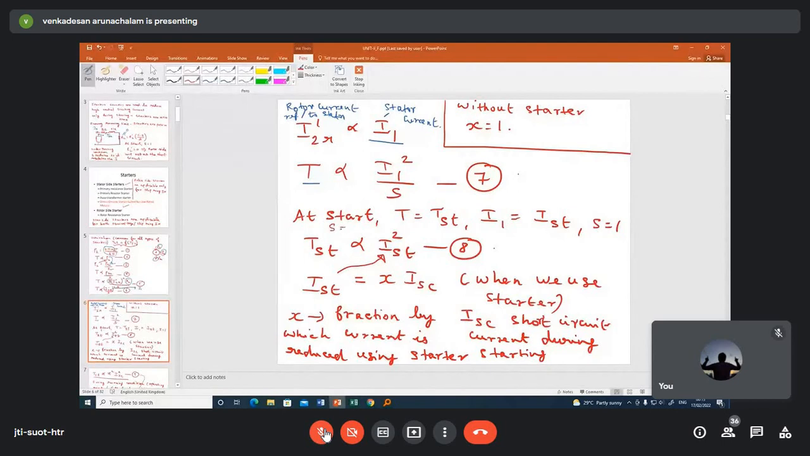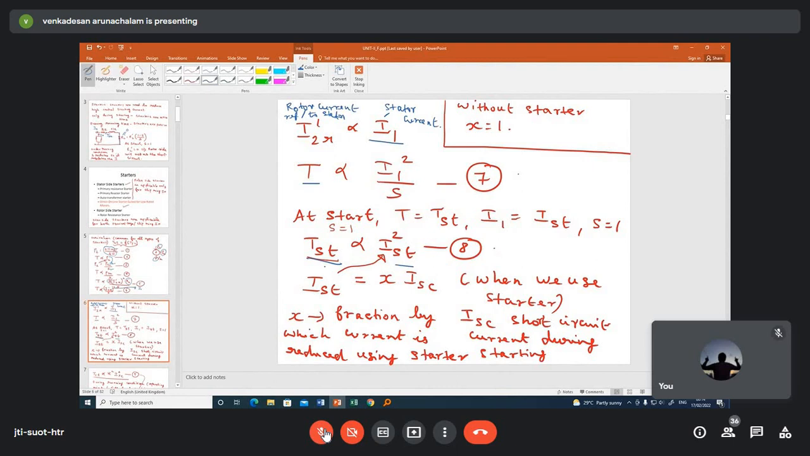During starting time, slip is equal to 1. When slip is equal to 1, then T becomes TST and I1 becomes IST. That is the torque during starting time and that is the current during starting time, when the slip is equal to 1. So TST is proportional to the square of the starting current. I am getting the relationship like that. I am using it as equation 8.